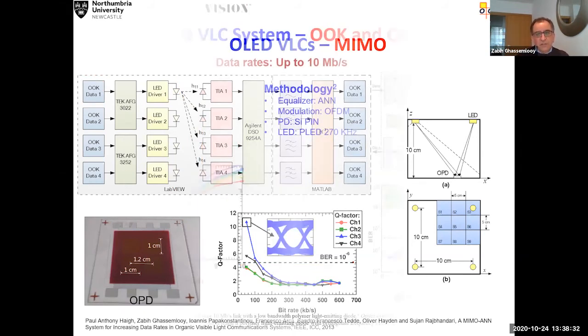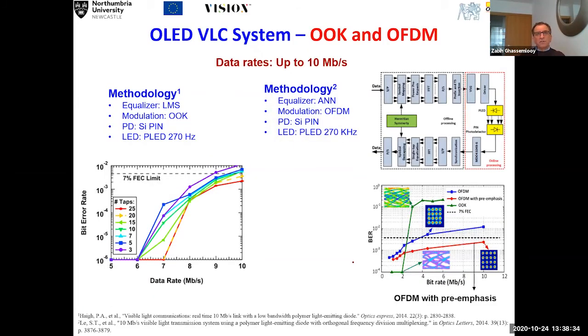Then we looked at whether we can apply OFDM, because OFDM is part of LTE, 4G, 5G. A lot of people are doing research on OFDM. Can we use this OFDM in VLC? Yes, of course. And then we compared this with standard on-off keying, and we applied equalization, again using a standard equalizer and a neural network-based equalizer, and so on.